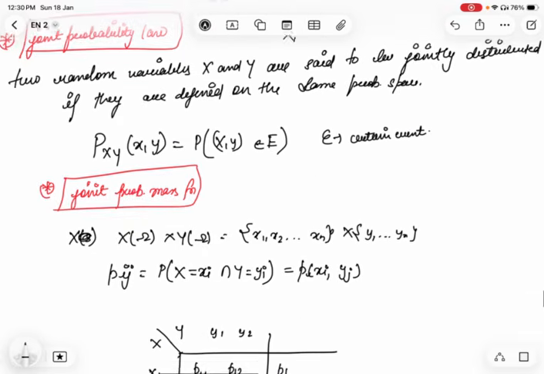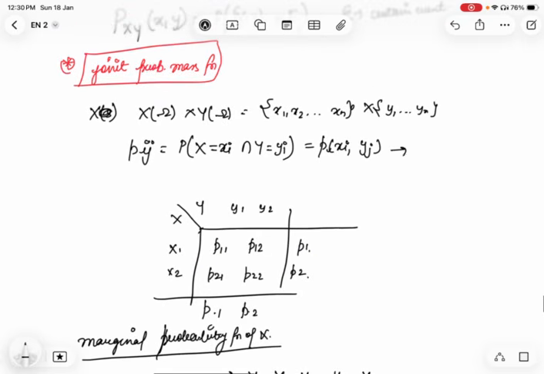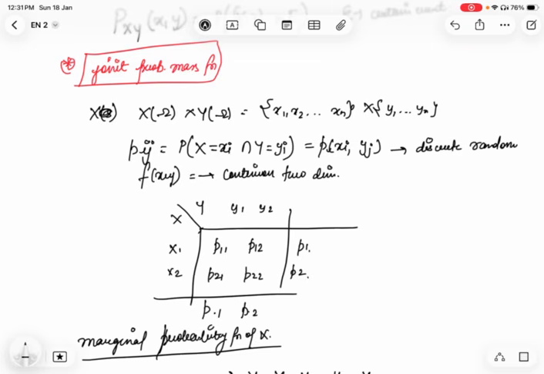Okay, just I have written it. So this is for a discrete random variable. For continuous, we write it like this, fxy. This is a continuous two-dimensional random variable.